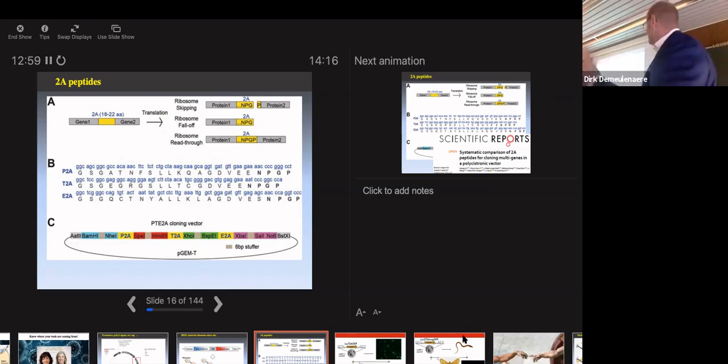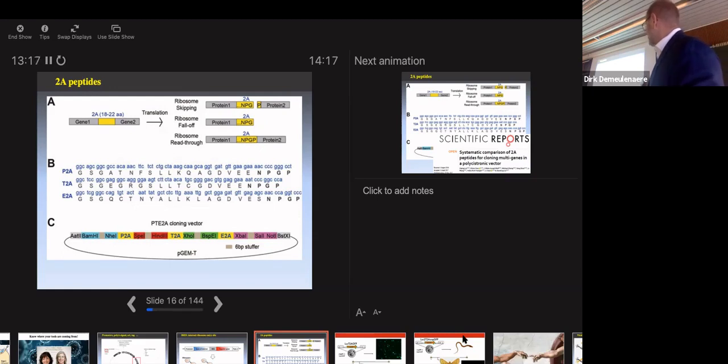But keep in mind that your first protein will keep the tag that represents the major part of the 2A peptide. And your second protein, rather than starting with a methionine, will start with a proline. This is what you hope.